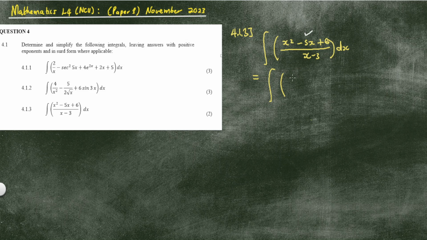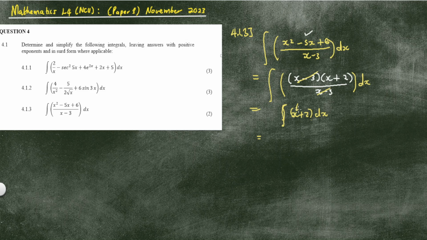So this is a trinomial. We're going to get factors of x minus 3 and factors of x plus 2 as well, divided by x minus 3, close bracket dx. This cancels this. Sisala no integral of x plus 2 dx. Alright, let's get the integral for this.